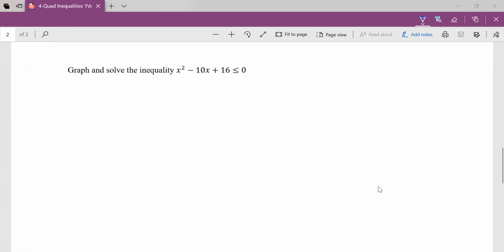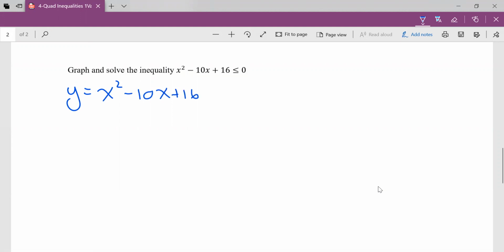It says graph and solve the inequality x squared minus 10x plus 16, but notice it's less than or equal to 0. Okay, how do we take care of the fact that it's less than or equal to 0? Well, let's just think about graphing this thing first and visualizing what's happening here. So if I want to graph this, my friends, I'm just going to graph this for a second. Forget about the inequality. Let's go back to something that I know how to do.